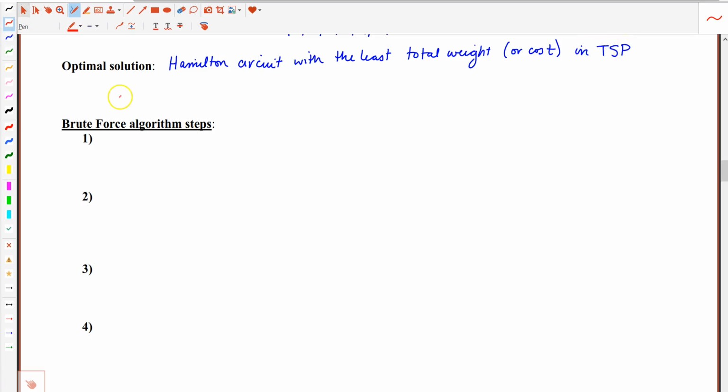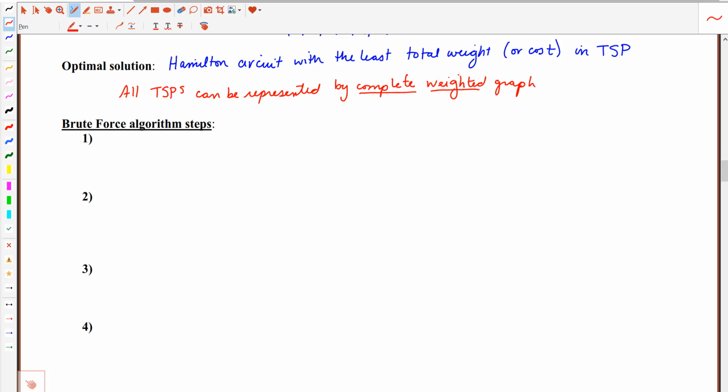Now, as a reminder, all TSPs, or traveling salesman problems, can be represented by a complete weighted graph. So as a reminder, complete just means any two vertices have one edge connecting them, and weighted implies that on all the edges are going to be associated weights.